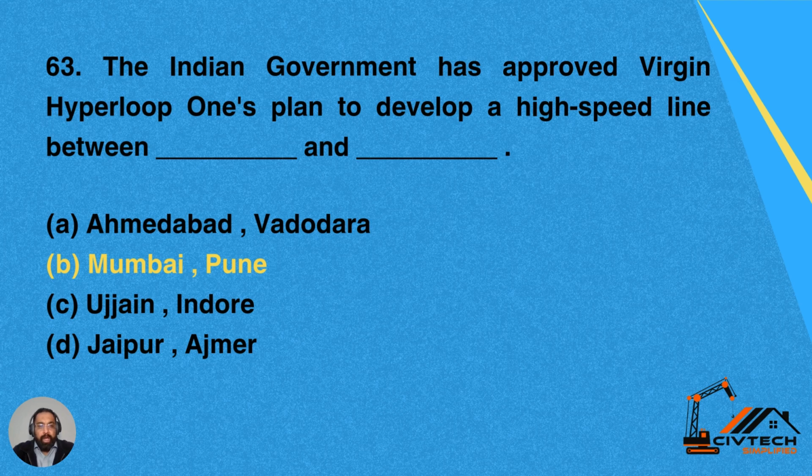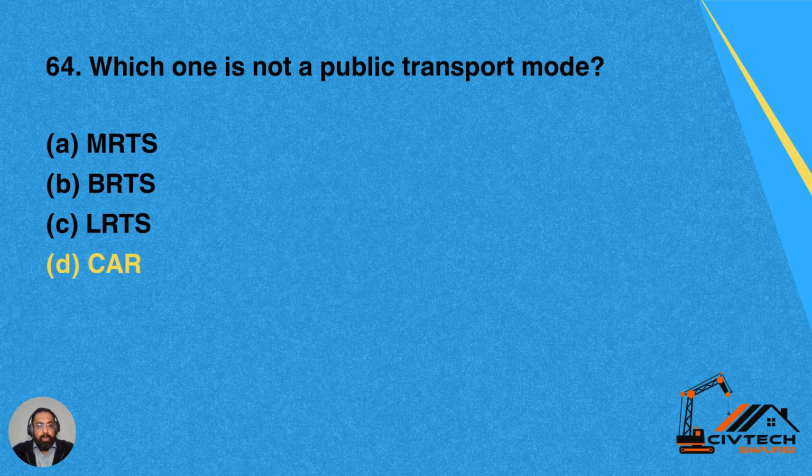Question 63. The Indian government has approved Virgin Hyperloop One's plan to develop a high-speed line between dash and dash. The options were option A, Ahmedabad and Vadodara, option B, Mumbai and Pune, option C, Ujjain and Indore, and option D, Jaipur and Ajmer. So Virgin Hyperloop One's plan was developed and approved by the Indian government, and it will run between Mumbai and Pune. B is the correct answer.